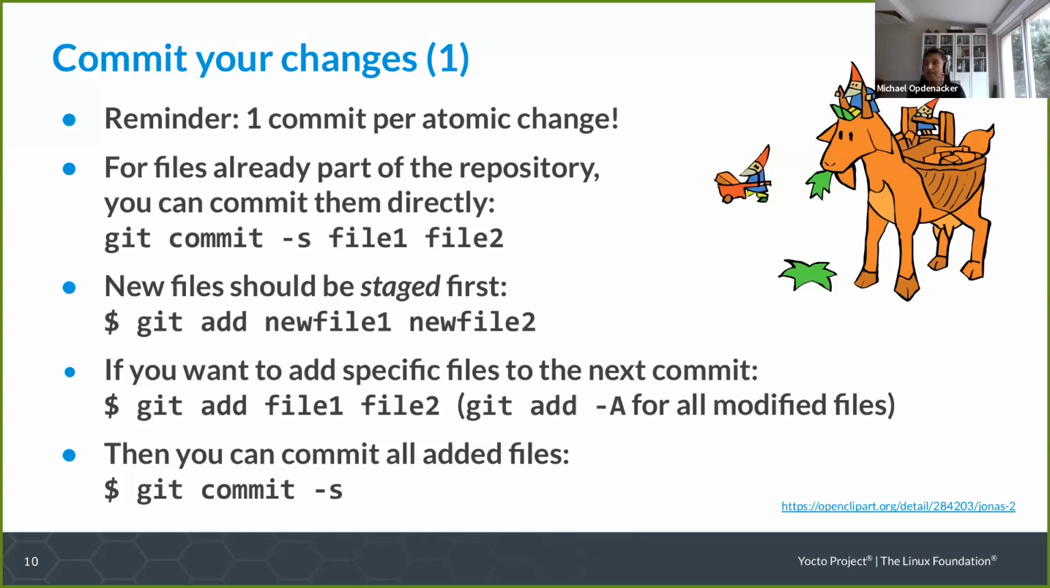It's called staging. So stage them first by using git add, like new file one, new file two, and in case you need to add specific files to the next commit that are not new files, you need to add them specifically with git add, right? And then you can also use git add -A to add all modified files to the next commit. And then you can commit all the added files with git commit -s, so that will capture all the added files. So you could also git commit by listing the files, of course, one by one. Once again, that's possible.